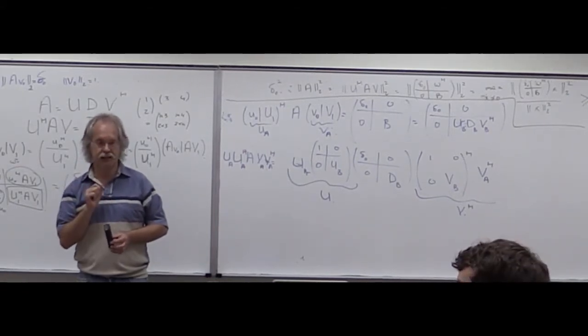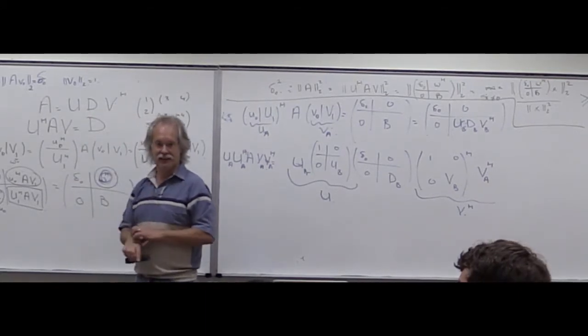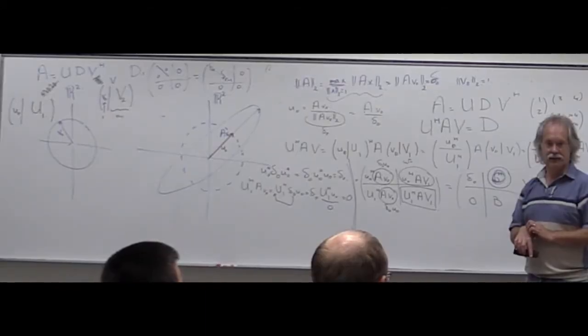Oh, sorry. I didn't catch the part why U1 Hermitian, U0 is 0. Ah, good point.